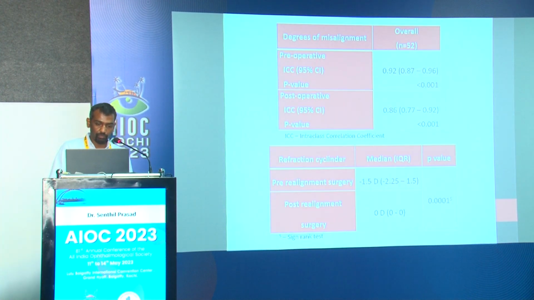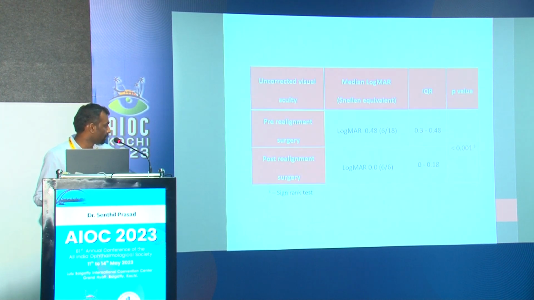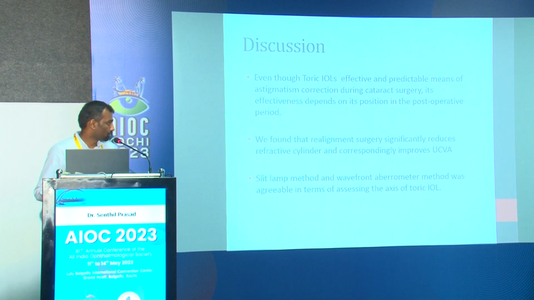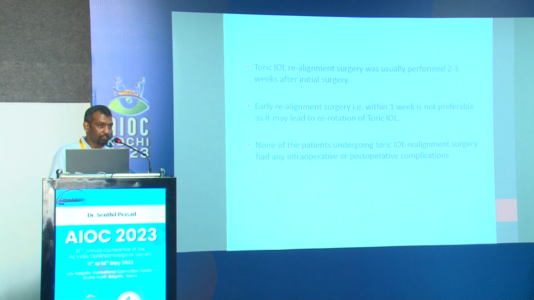Similarly, intraclass correlation also showed almost perfect agreement, and we could see improvement in cylinder, which reduced from minus 1.5 diopter to 0 diopter in the post realignment period, with a corresponding improvement in visual acuity from uncorrected 6/18 to 6/6. So toric IOLs are effective means to correct astigmatism, provided they are in the correct axis. We found that realignment surgery significantly improves uncorrected visual acuity, and it reduces the subjective cylindrical correction in refraction. And we found that the slit lamp method is as good as the wavefront method for evaluating toric IOL surgery.